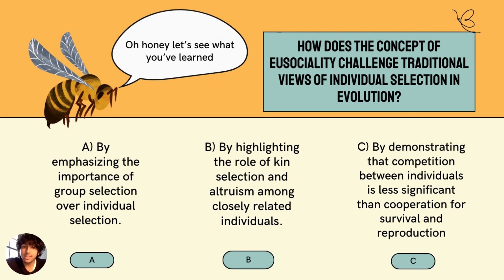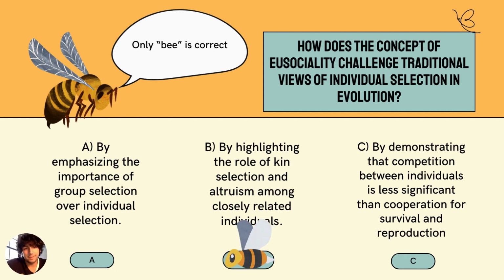So, how does the concept of society challenge traditional views of individual selection in evolution? A. By emphasizing the importance of group selection over individual selection. B. By highlighting the role of kin selection and altruism among closely related individuals. C. By demonstrating that competition between individuals is less significant than cooperation for survival and reproduction. So if you say C, you are wrong.